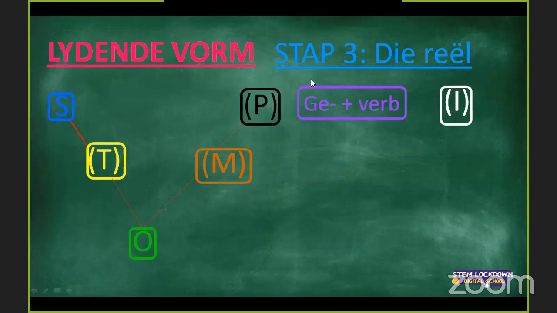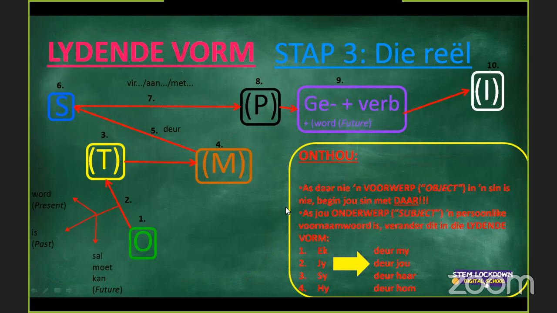Okay, so this makes it a bit easier. Before you do anything, you take the word stompie and you write it in a V form. Now let's have a look at the rule, sub 3. The rule for the lydende vorm says you are to start with the object.